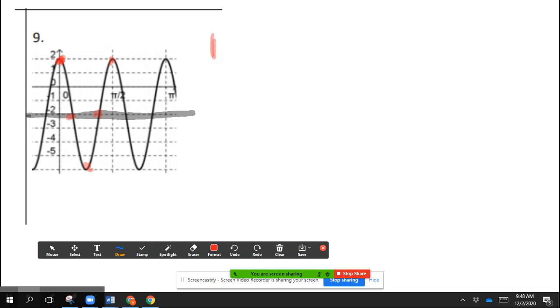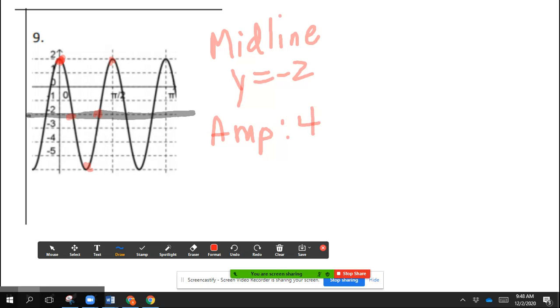Okay, so we've got our midline at y equals -2. We have our amplitude as 4 because from -2 to +2, it's 4. From -2 to -6, it's also 4. Okay. From 0 to pi/2 is one period of the graph, right? One cycle. So our period is pi/2.